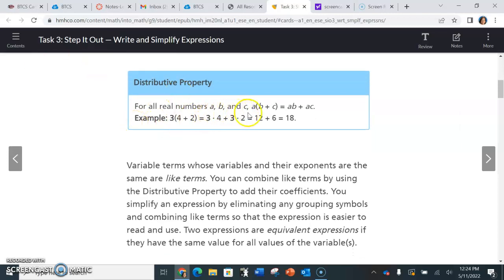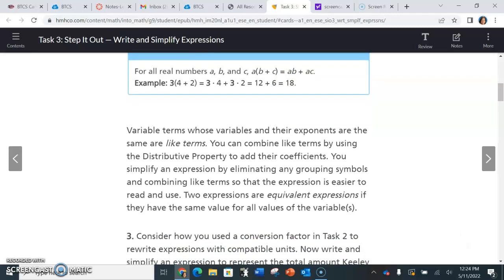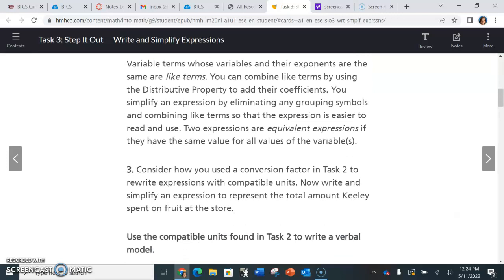For all numbers A, B, and C, A times the quantity B plus C equals A times B plus A times C. So you can see they take the A, multiplied it by the B, and by the C. For example, with numbers, 3 times 4, plus 3 times 2. 3 times 4 is 12, 3 times 2 is 6, 12 plus 6 is 18. So you can use the distributive property with variables, with numbers, or with a combination.